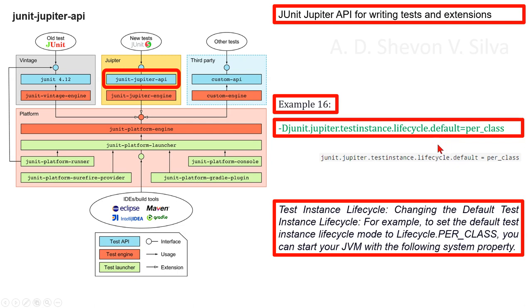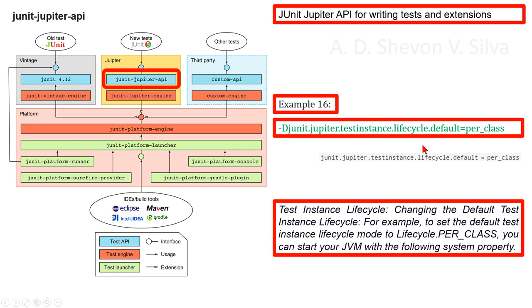Ignoring case, this can be supplied as a JVM system property, as a configuration parameter in the LauncherDiscoveryRequest that is passed to the Launcher, or via the JUnit Platform configuration file. For example, to set the default test instance lifecycle mode to Lifecycle.PER_CLASS, you can start your JVM with the following system property here. Note, however, that setting the default test instance lifecycle mode via the JUnit Platform configuration file is a more robust solution, since the configuration file can be checked into a version control system along with the project and can therefore be used within IDEs and your build software.